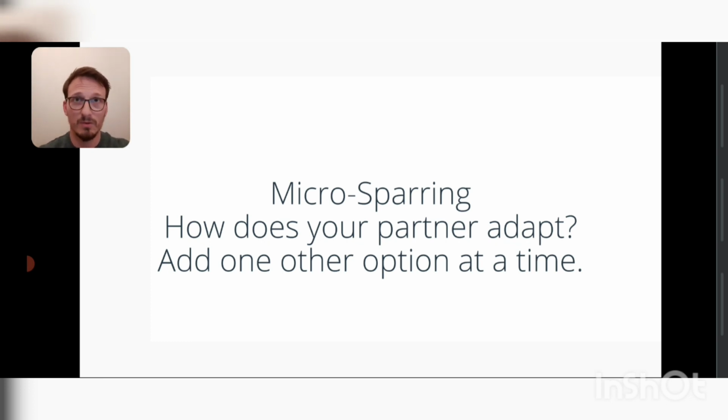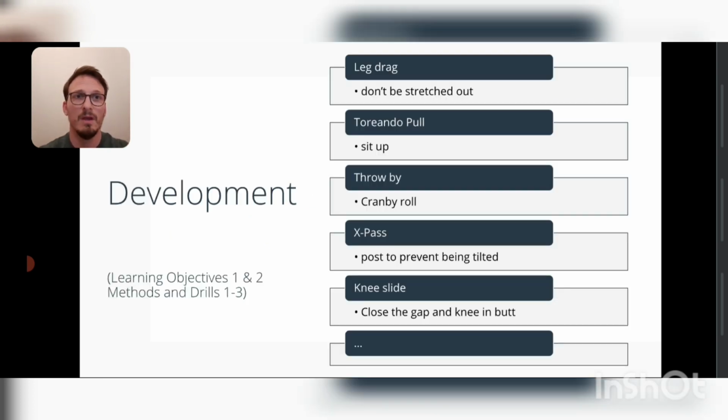So adding in one option at a time, and when all the options that we just talked about, the different frames, can be used correctly for the correct situation, then people can open up and transition towards a guard game. Then there might be different things that people come up with, which you then have to address. Maybe some kind of leg pulling motion, like leg drags or toreandos, where you pull both or just one leg, or this throw-by motion of a throw-by pass.